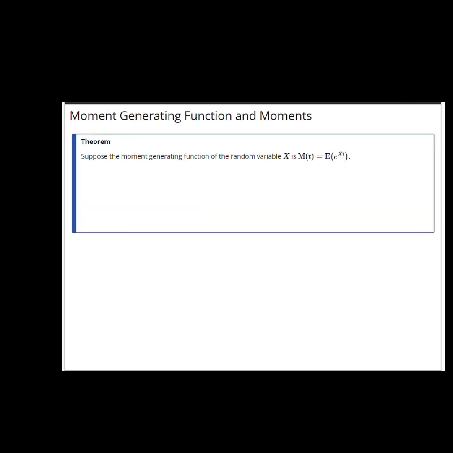Suppose a moment-generating function of x is given by m of t, the expected value of e to the xt. Then the expected value of x is m primed of 0, the first derivative evaluated at 0. E of x squared is the second derivative, m double primed of 0. And in general, for any non-negative integer k, the expected value of x to the power k is the kth derivative of m, again evaluated at t equals 0.